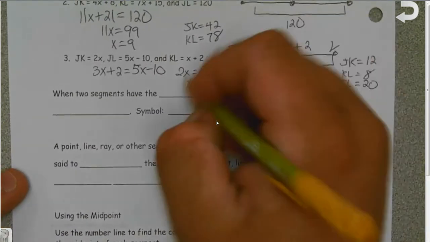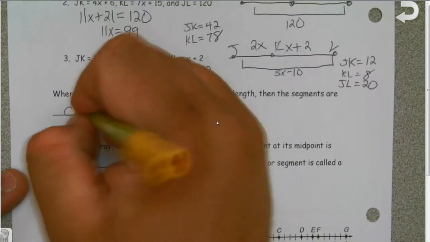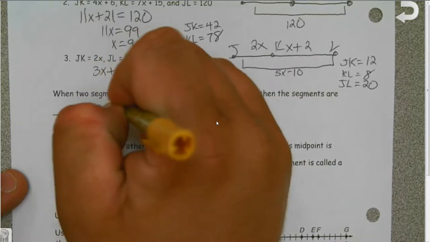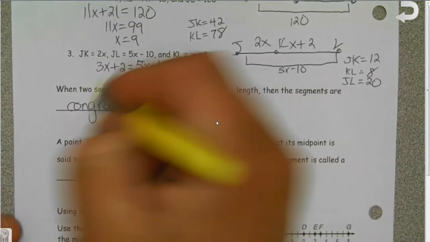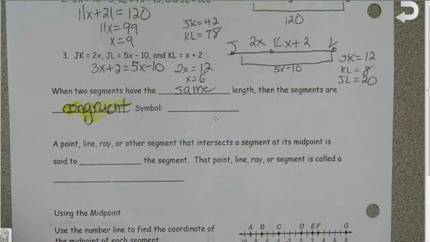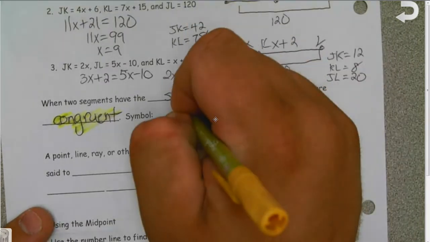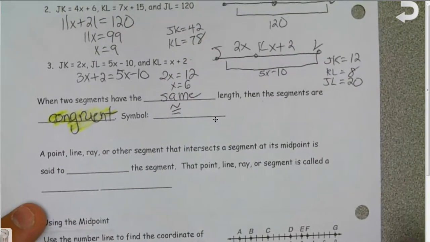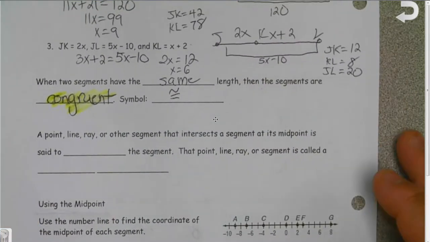When two segments have the same length, then the segments are congruent. This is a new word. It does not mean equal. Highlight it. You will hear it a lot. You will see it a lot. The symbol for congruent is an equal sign with a sideways S on top of it. Okay, so the segments are congruent.